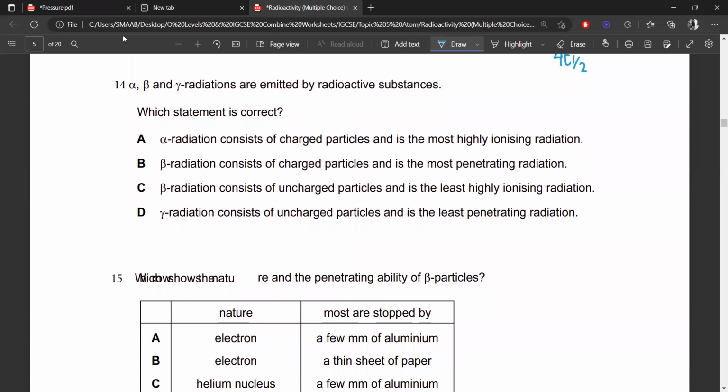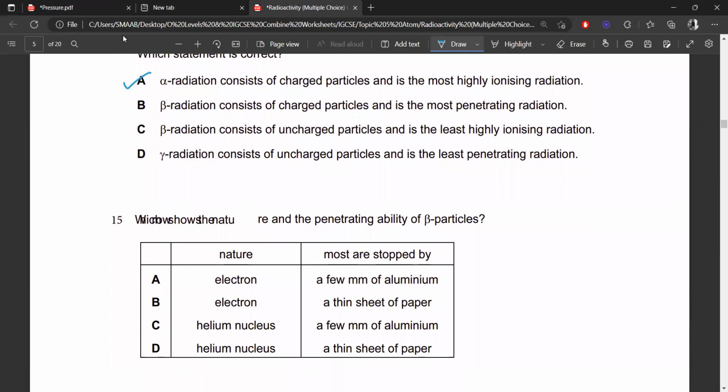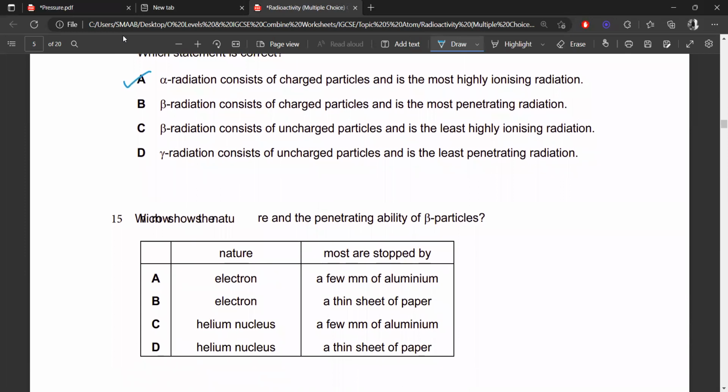Okay, question 14. A. 14A, very easy. Which row shows... you just need to select from the columns. There is some misprinting related to the penetrating ability of beta particles and the nature of beta particles. A.